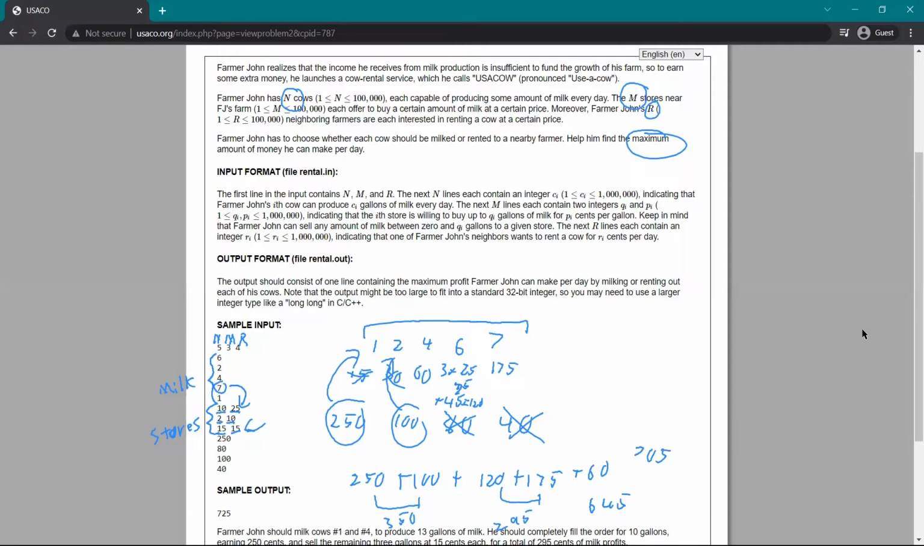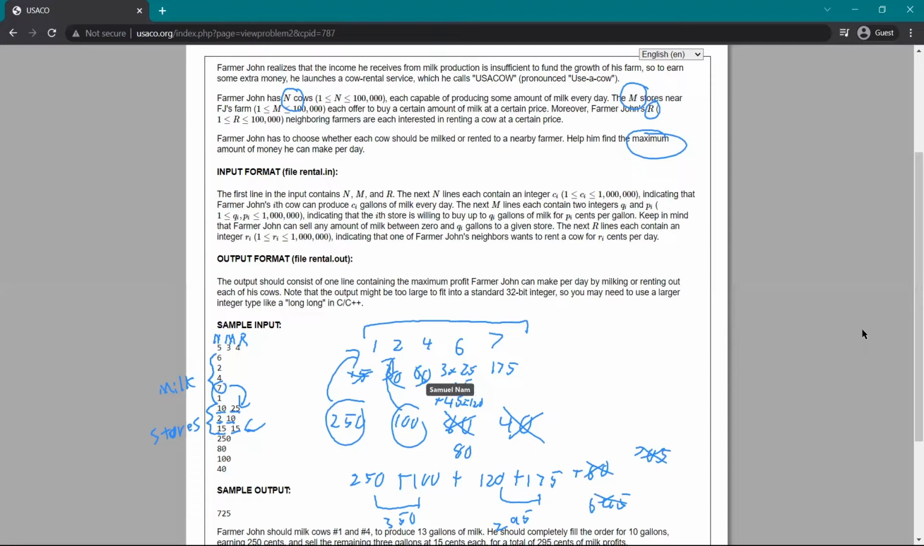Let's see. I don't think I made a mistake yet. Oh, I see. Okay, so here we're not adding 60, but we're actually adding 80. This is because selling the milk for 60 cents is obviously less than renting out for 80.